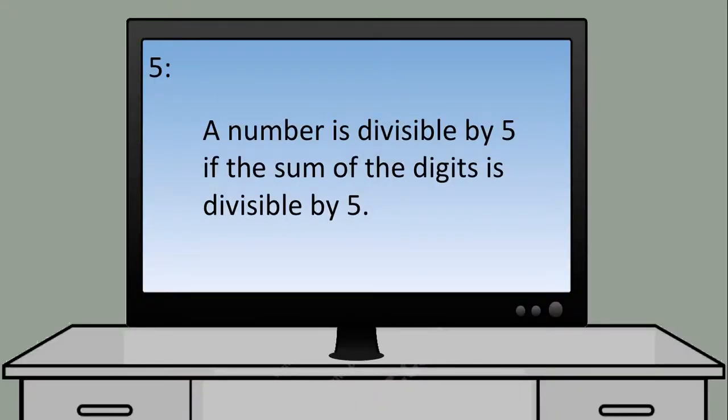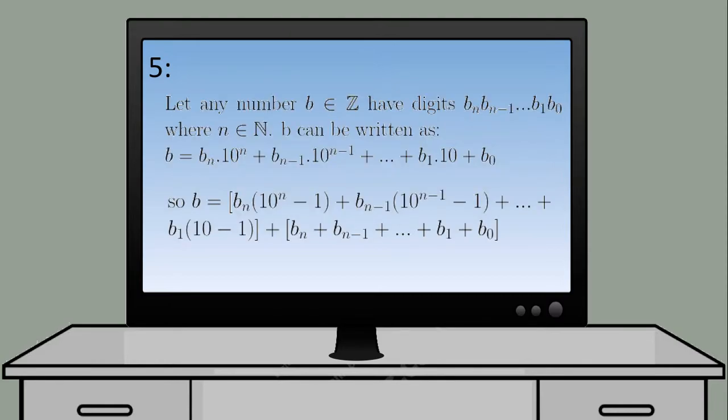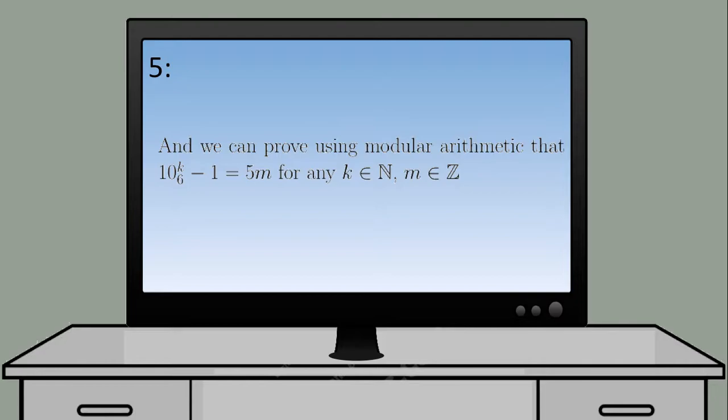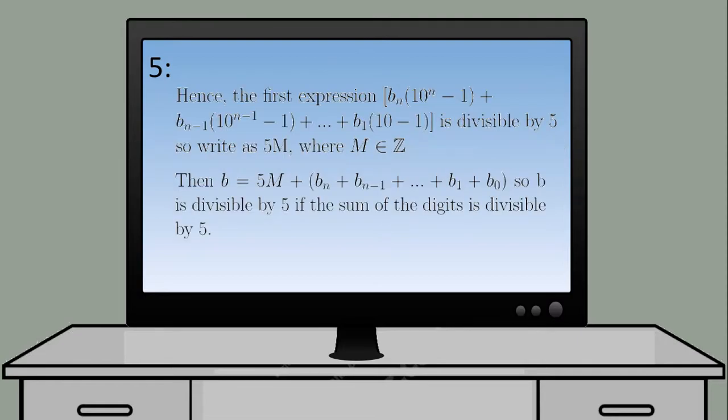A number is divisible by 5 if the sum of the digits is divisible by 5. Let any number b have digits in the form shown on the screen. Then b can be written in the form shown. And we can prove using modular arithmetic that 10 to the power of k, minus 1, is a multiple of 5 for any k. Hence, the first expression is divisible by 5 as shown, so we can show using algebra that the divisibility of b by 5 depends on the divisibility of the sum of the digits of b.